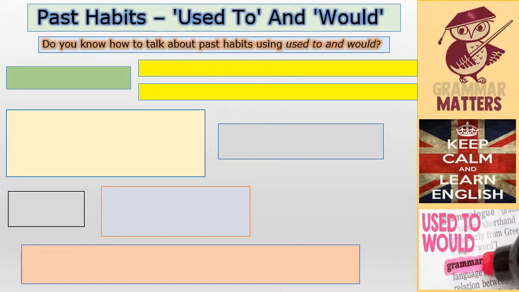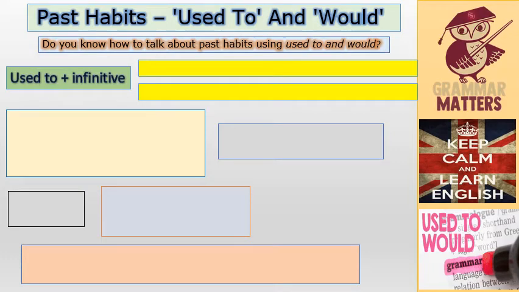Now we discuss used to and would. Do you know how to talk about past habits using used to and would? Used to and would describe actions, situations, and events that happened in the past. Although these two verbs can be used interchangeably in some cases, with the same meaning, there are some differences between them, and in this video you will learn the uses and the differences.